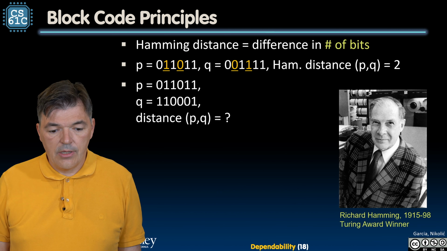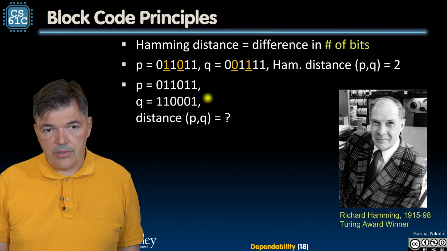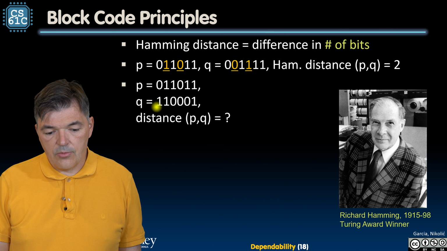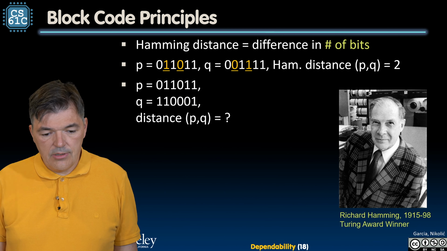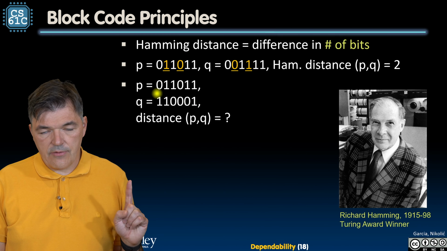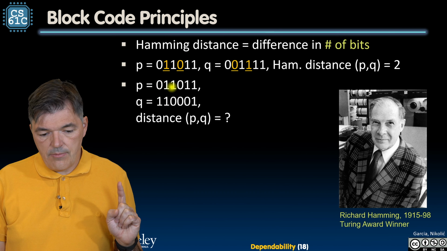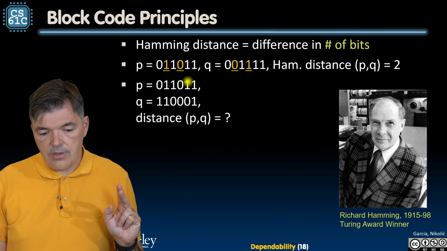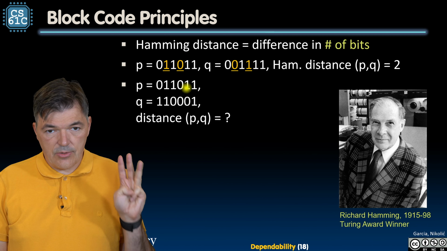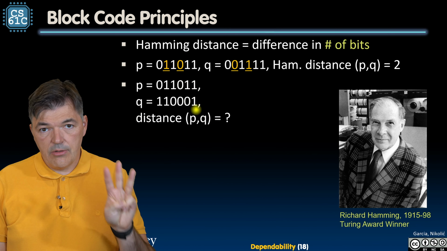Let's do another example. If P is the same as what we had before, 0, 1, 1, 0, 1, 1, and Q is a bit different, 1, 1, 0, 0, 0, 1, what is the difference between P and Q? Well, let's just compare them. At the most significant bit position, we have a distance, so 1, then same, this different, 1 versus 0 in the third bit position. This one is the same. The fifth bit position is different, so we get 3, and the final bit is the same. So the distance between P and Q is 3.